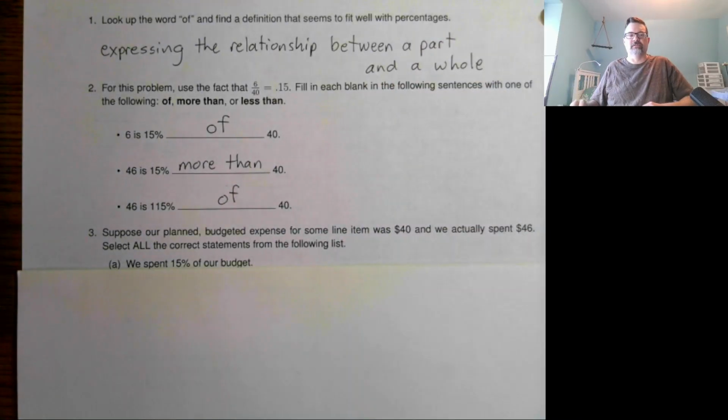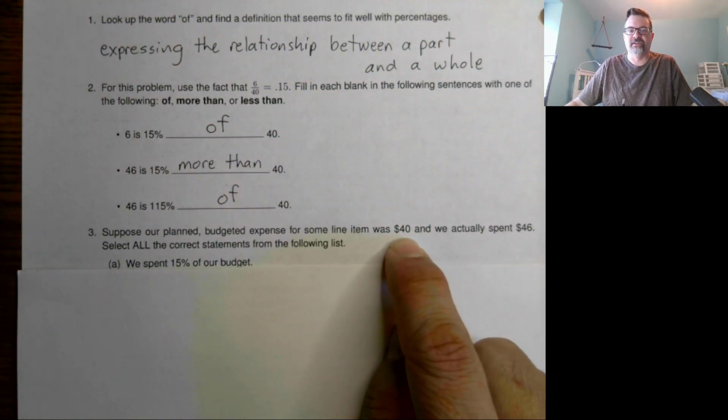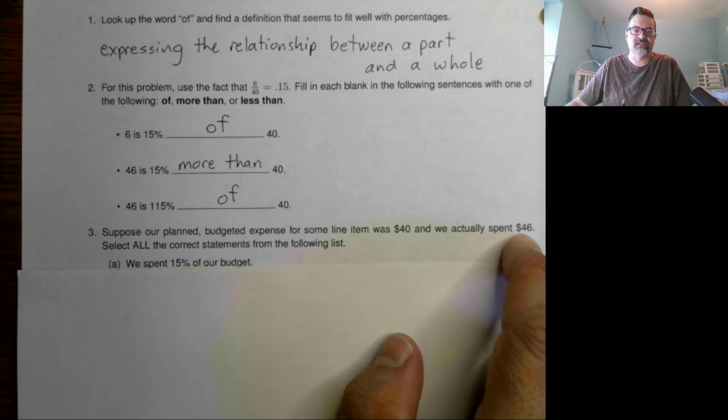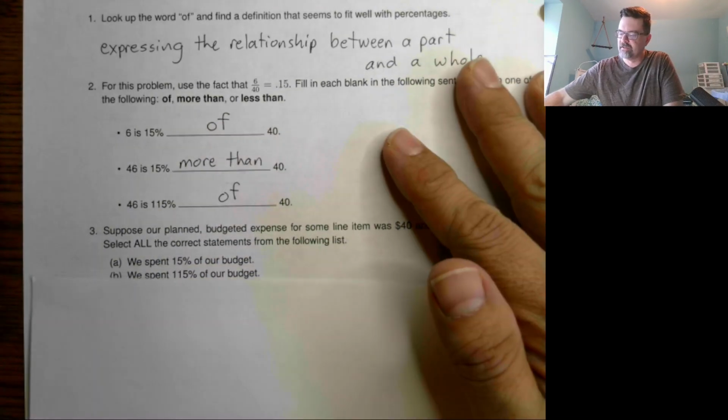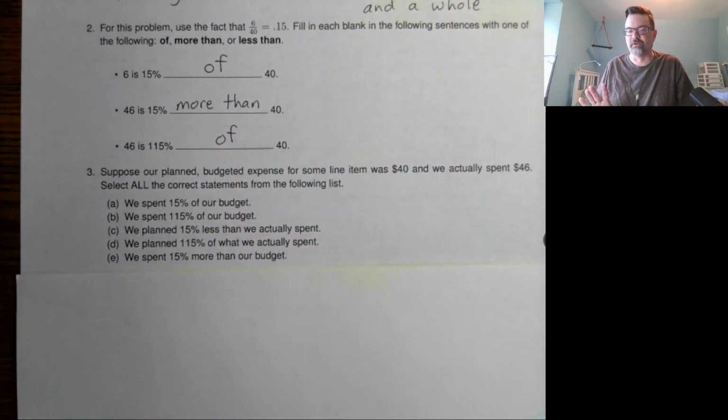All right, so there's a bunch of statements right here in number 3. These are the kind of phrases that you would see. We're going to just talk about budgets and spending as a context in this exploration. So, for something we budgeted $40 and we spent $46. Which of these 5 statements are actually correct then? Maybe read through them a second, just think about it, and then we'll talk about them.